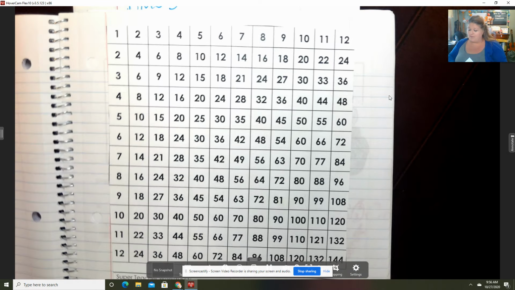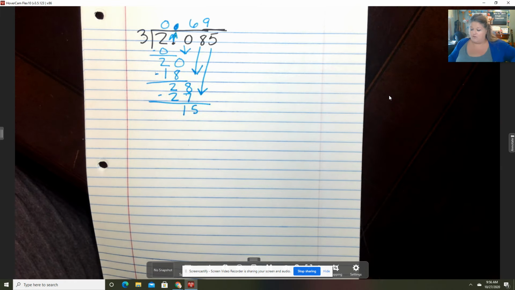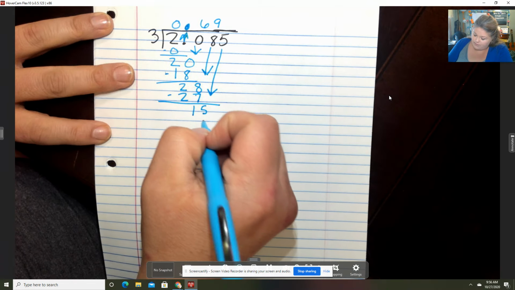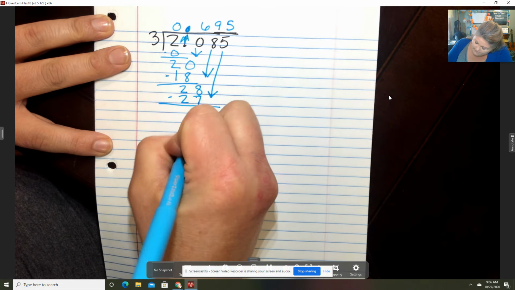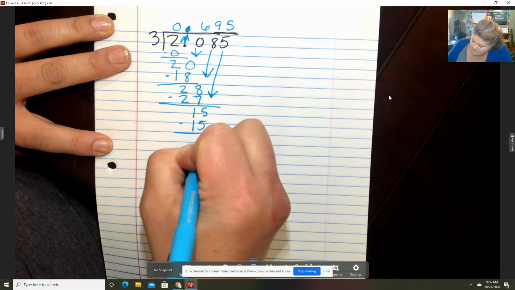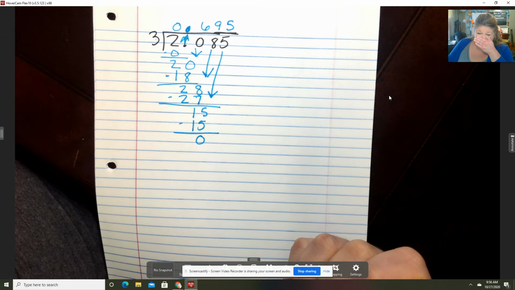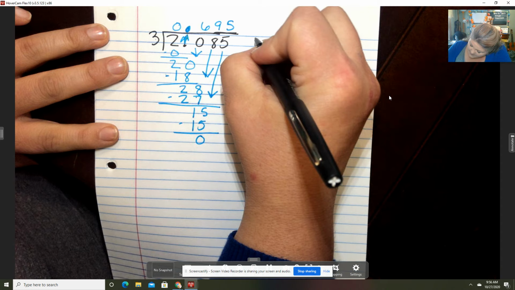So use that multiplication chart because you can use it for dividing as well as multiplying. So we said that 3 will go into 15 5 times. 5 times 3 is 15, and that is 0. That's as far as I can go. I have nothing else to bring down. I don't have a remainder. So let's do our box way.